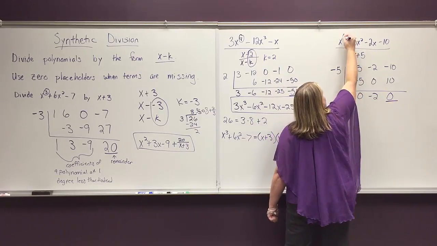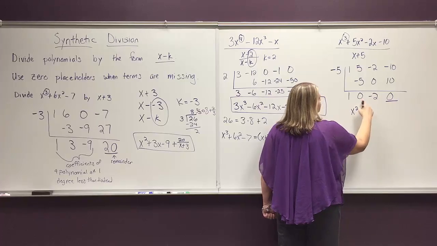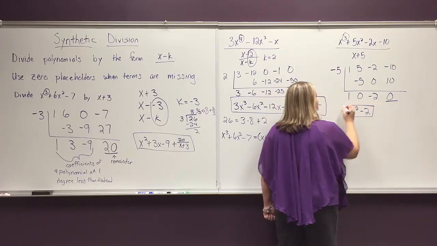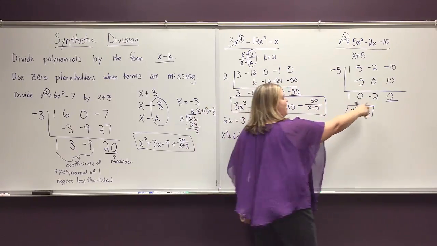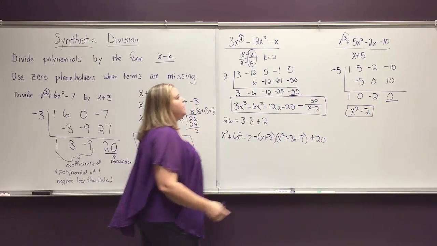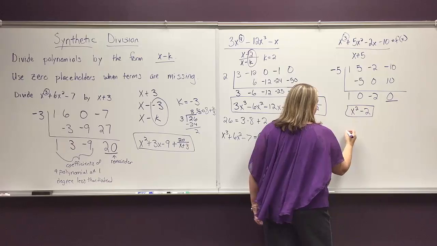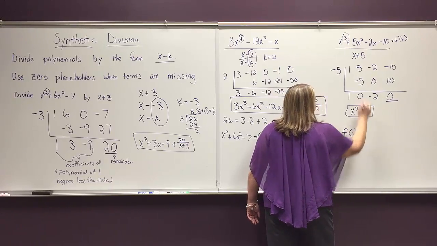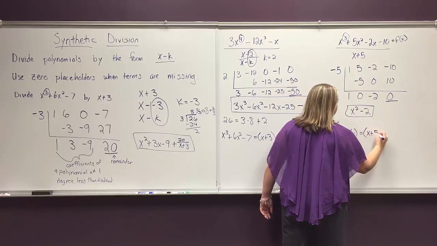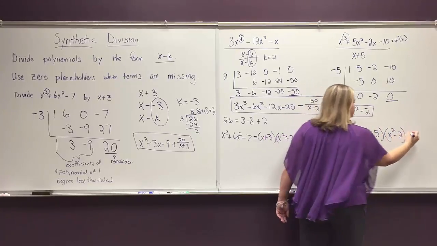My result is going to be, this was degree 3, my result will be degree 2. So I get an x squared plus 0x minus 2. So here's my result. But notice that since we have a 0 remainder, if we think about using the division algorithm like we did with this one, then I could rewrite this. I'm just going to call this f of x to save a little time here. My f of x, this polynomial, would be equal to what I was dividing by, x plus 5, times the quotient, x squared minus 2, plus a 0 remainder.